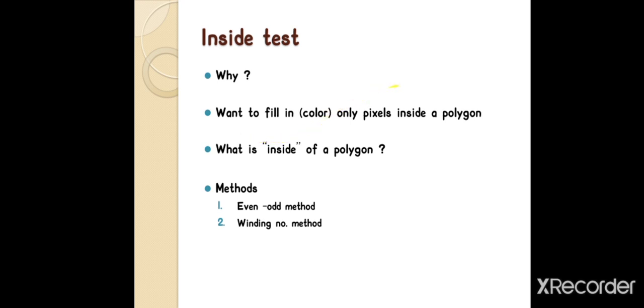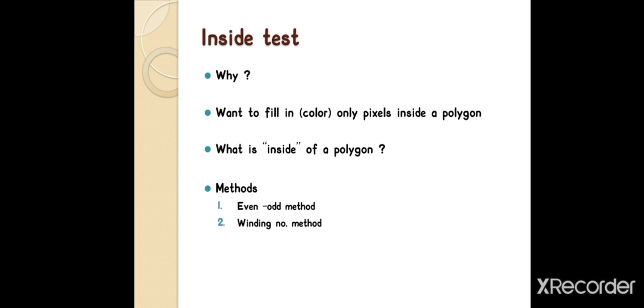When we want to fill, when we want to color any of the pixels which are inside the polygon, there is a need to check whether the point is inside a polygon or outside a polygon. For that purpose, there is a need for an inside test. What is the inside of a polygon? Within our eye, we can say whether the point belongs to the boundary of a polygon or not, whether it is inside or outside.